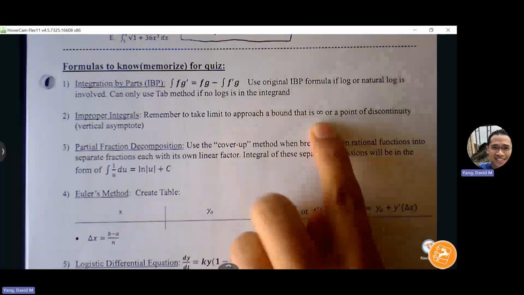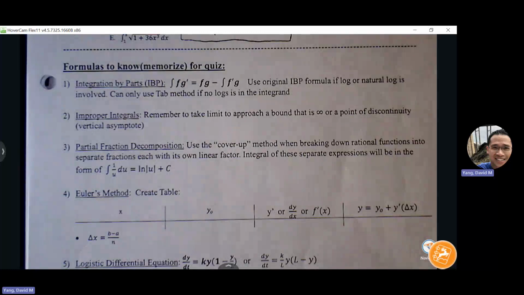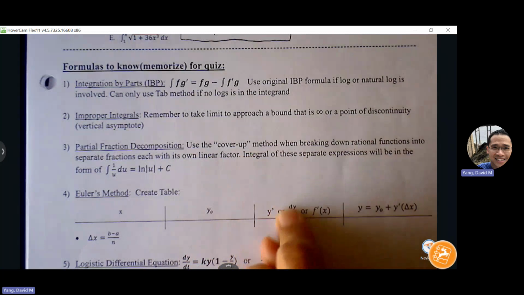Improper integrals. Sometimes improper integrals are tough to spot because you see an integral problem that doesn't seem like it has any issue. Something like this, right? It seems like a relatively easy problem. If there's any vertical asymptote that is causing a break in the graph, we have to split them up into 2 separate parts potentially, and then involve a limit as x approaches that asymptote from the left or from the right.